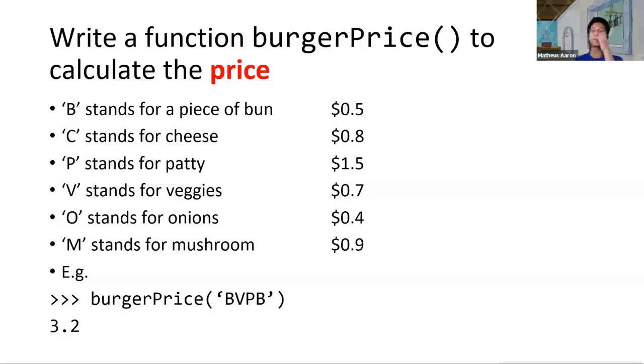So this is the price. I guess a la carte is a bit more expensive. So if we order a burger with veggies and patty, it will cost me $3.2. I think from here it's clear. You just need to sum everything up.